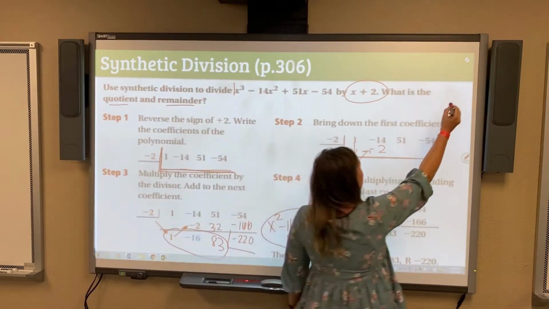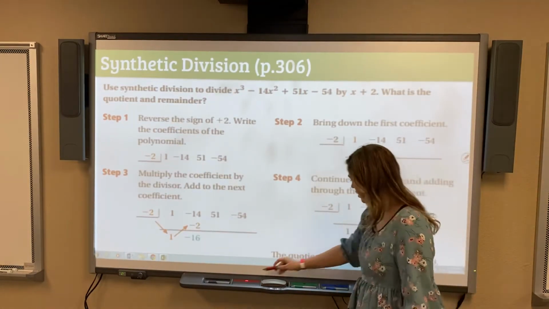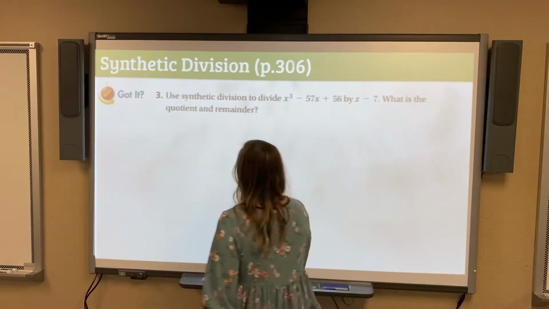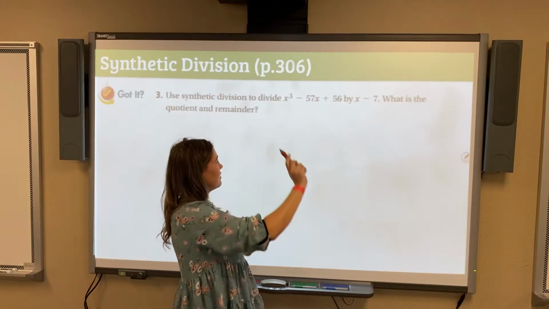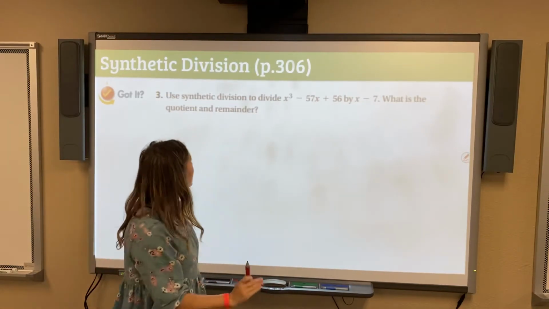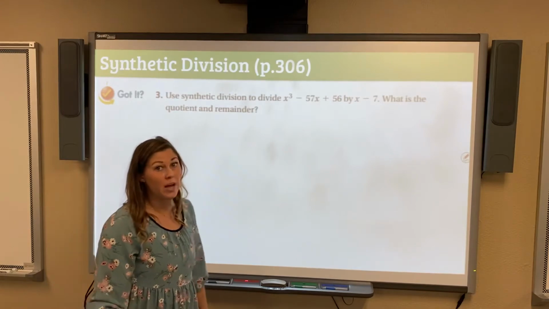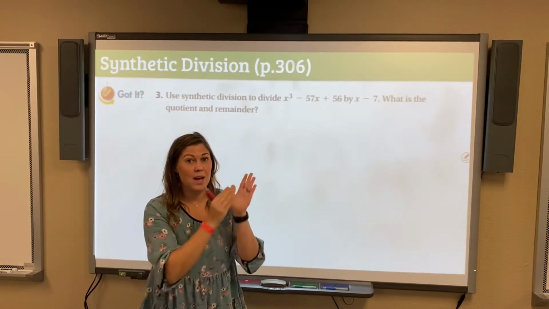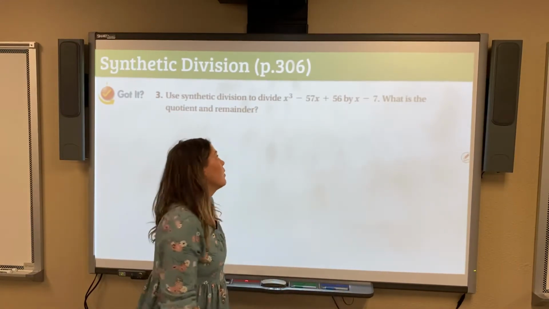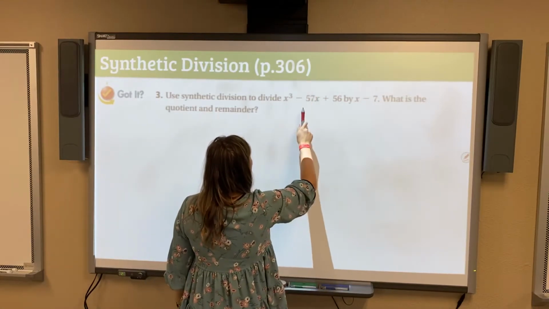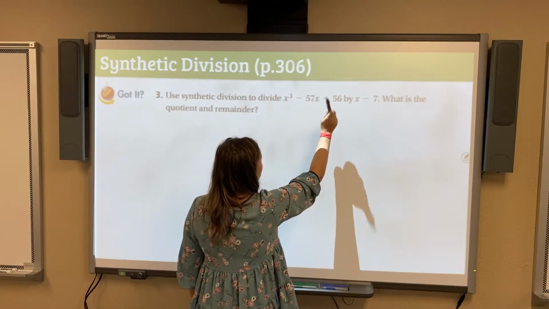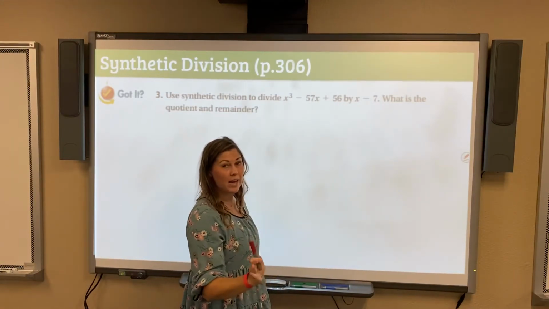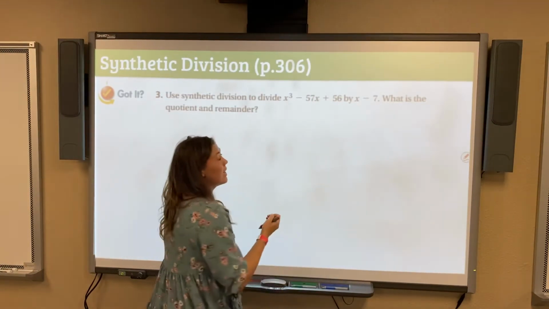Okay, let's do another one. Use synthetic division to divide x cubed minus 57x plus 56 by x minus 7. What's the quotient and the remainder? We need to check: do we have each term? We have x cubed, but we don't have an x squared. So we have a 3, a 1, and a 0. We don't have an x to the second power, so we have to put in a placeholder.